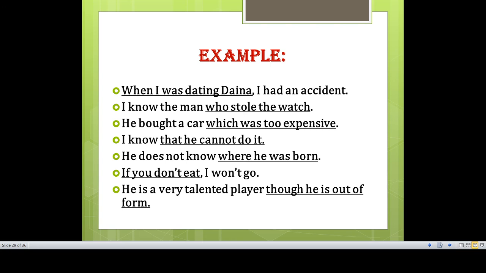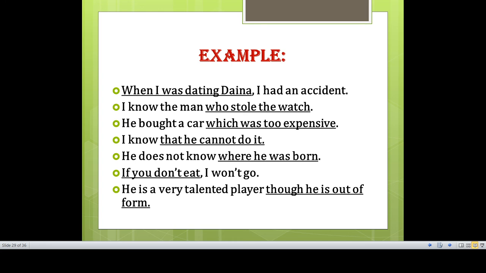When I was dating Diana, I had an accident. So which is the main clause here? I had an accident. Okay. So something is being attached to that: when I was dating Diana. So it starts with when, a relative pronoun. All right. So demonstratives, they are interrogatives. When I was dating Diana, that's a relative clause. Why? Because it begins with when.